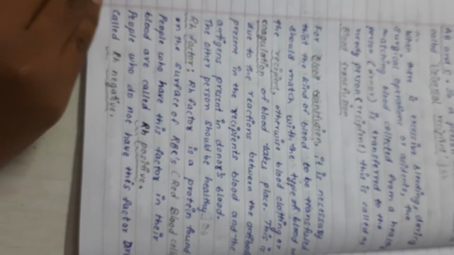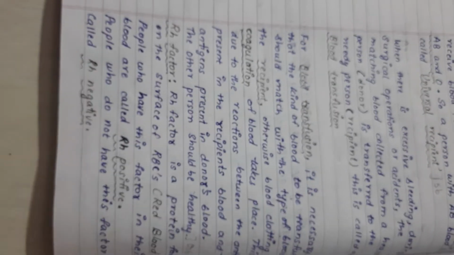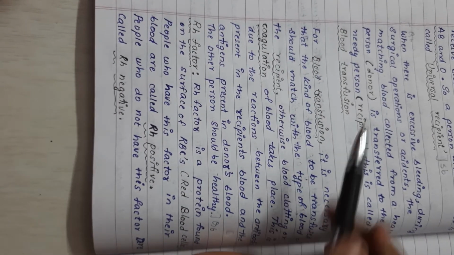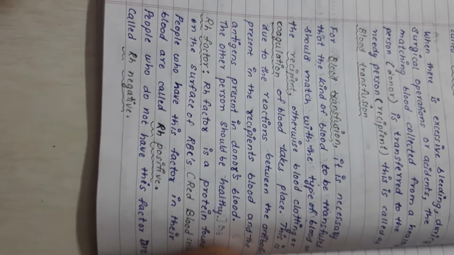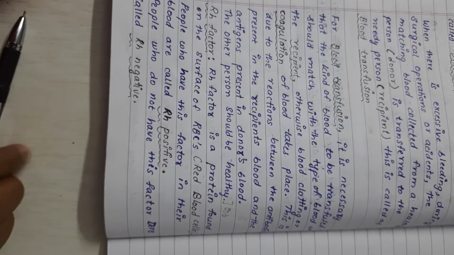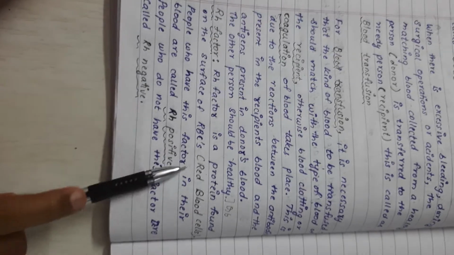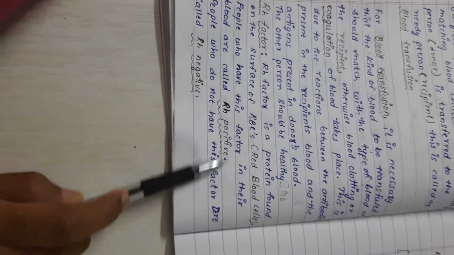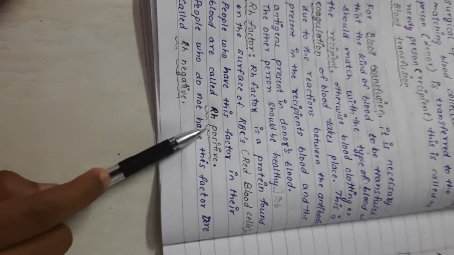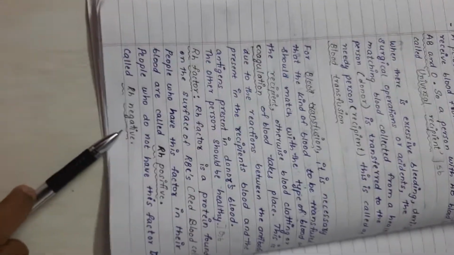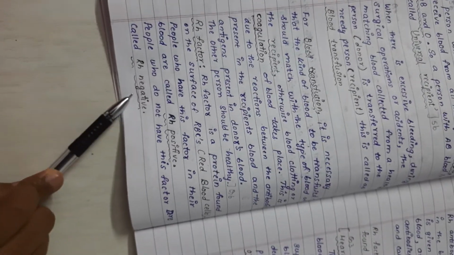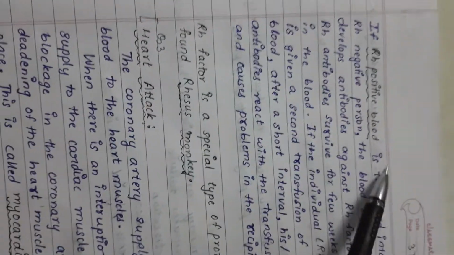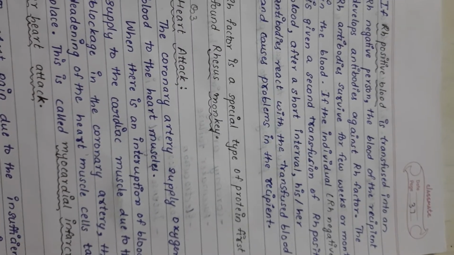Now let us see about the RH factor. This is the blood transfusion from the donor to the recipient. What is this RH factor? RH factor is a protein found on the outer surface of red blood cells. The people who have this factor in the blood are called RH factor positive, and the people who do not have this RH factor are called RH factor negative. See this. Just read it. You can write it down.